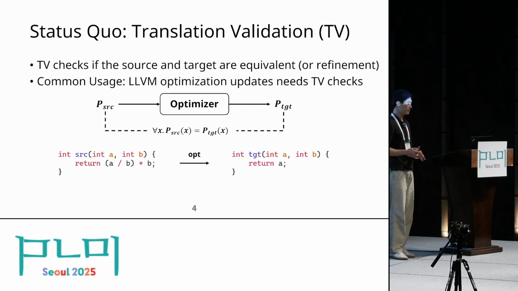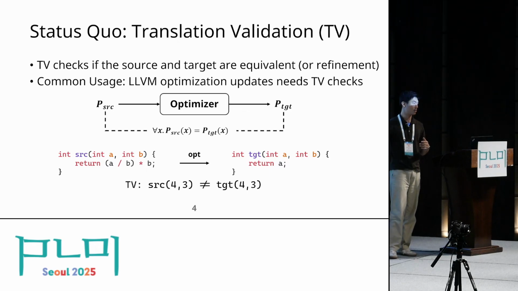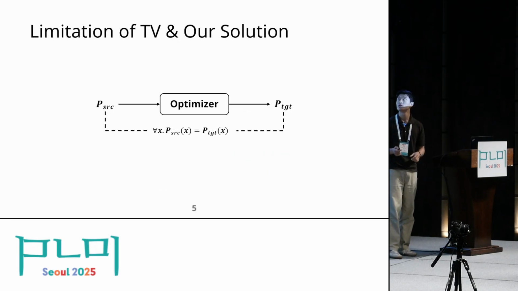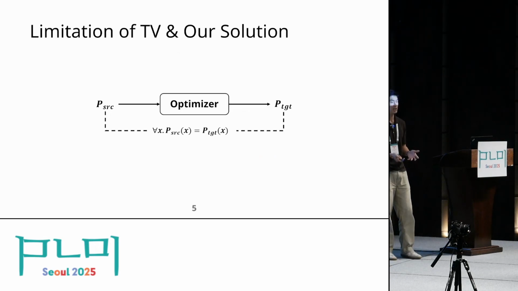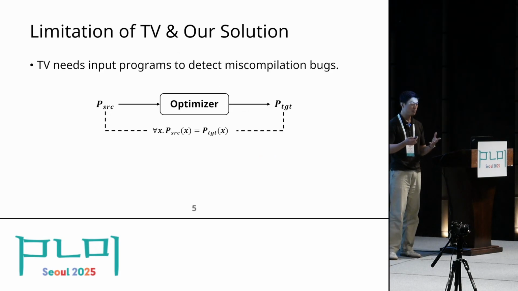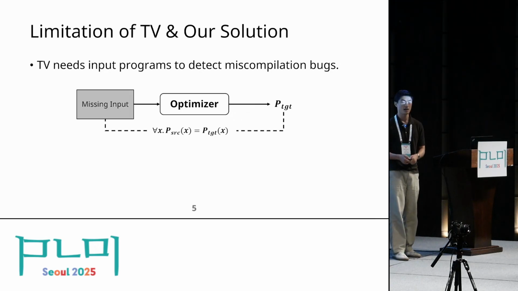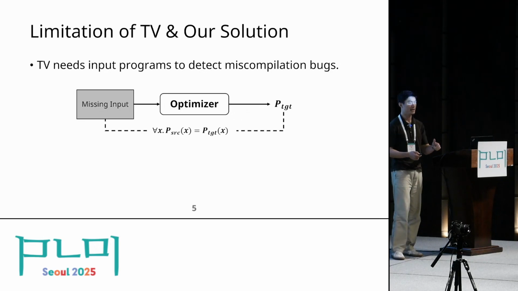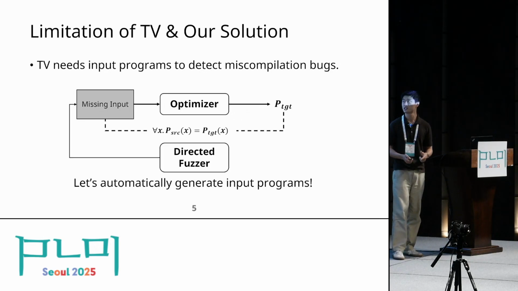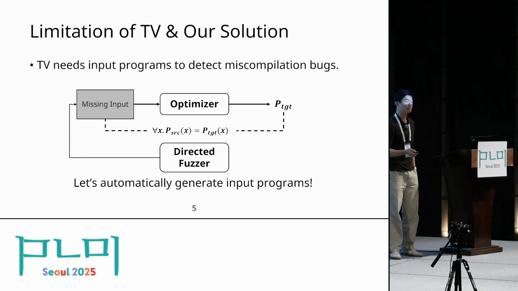So from the previous example, what TV does here is check the equivalence of the source program and target program. It finds the counterexample automatically for you. But TV also has a limitation. It needs an input program to find a miscompilation bug. So if you miss an input program to trigger the bug situation, you're going to miss the bug. So our idea is to design a directed fuzzer specifically effective for compiler optimization to automatically generate input programs.